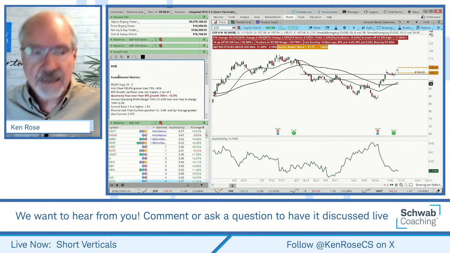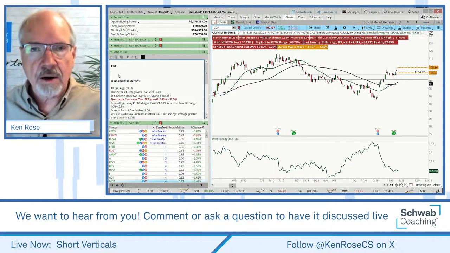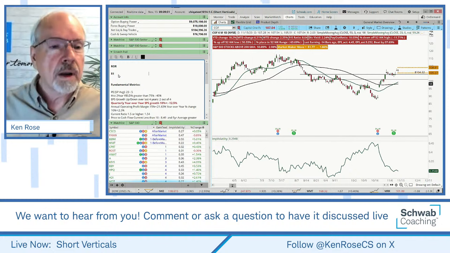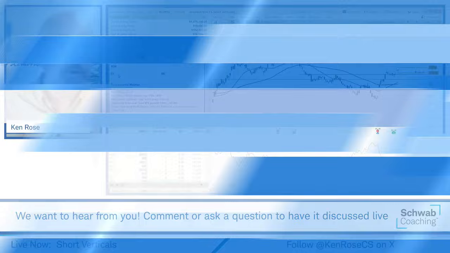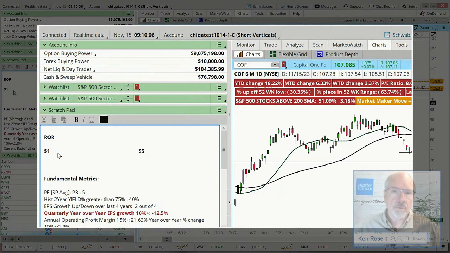So what I did is I looked at a short vertical on Disney. I looked at it a dollar wide, then I looked at it $4 wide, okay? And let's first identify this one. This is $1 wide, and then let's set this one at, actually, I think I went $5 wide on this one, okay? So keep in mind, when you have a tighter vertical, you get a higher return on risk than when you have a wider vertical.